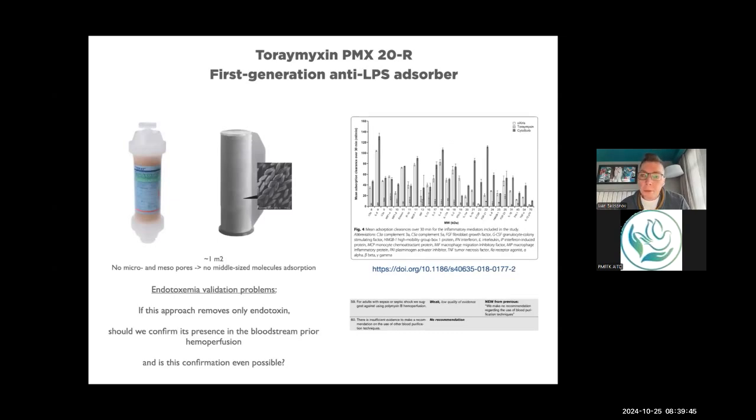This approach to remove LPS in sepsis patients was controversial. The evidence for it is controversial. There are positive results, there are negative results. I think there will be more positive results in the future. It is a promising approach despite being first generation, but it has an inherent problem. This adsorbent has a very narrow target, only endotoxin, right?